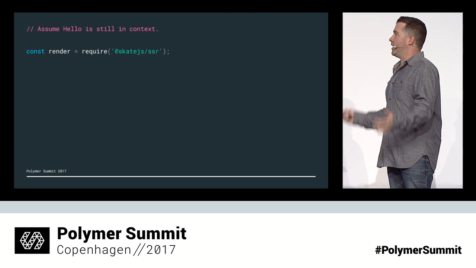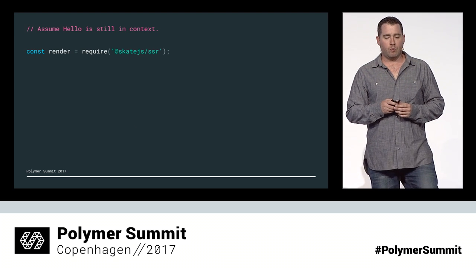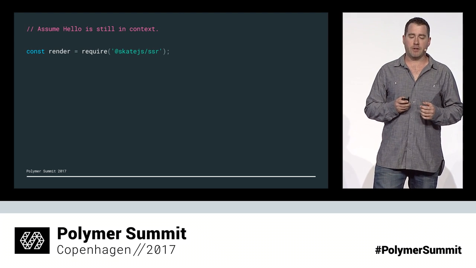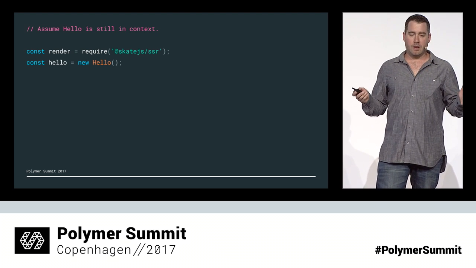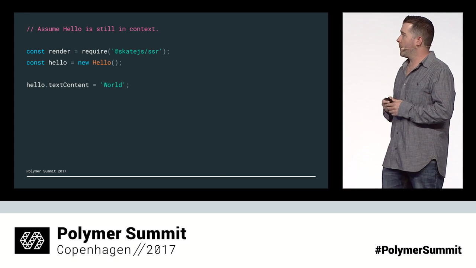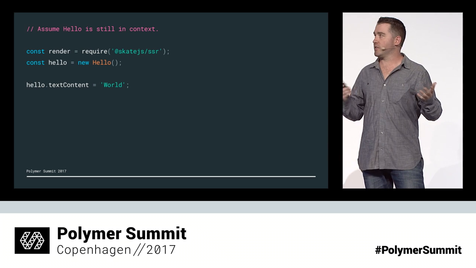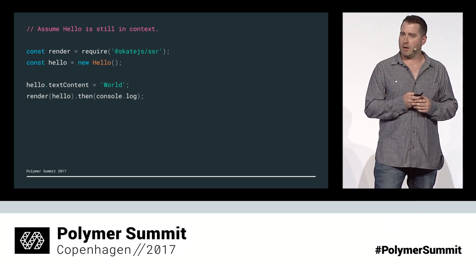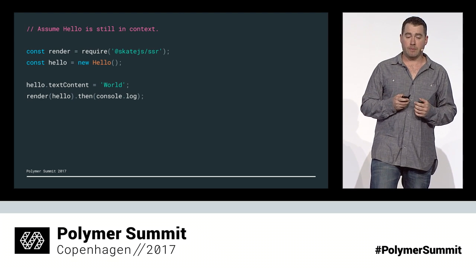So assuming we've already defined the hello component in the previous example, we don't need to do that much to serialize it. The library's default export is a render function. So we load it up to serialize the hello element. And then we create an instance of the hello element that we're going to serialize. And we want to project some content in the light DOM, so we set the text content property. And when we call render on our element, it returns a promise that resolves with the serialized result.